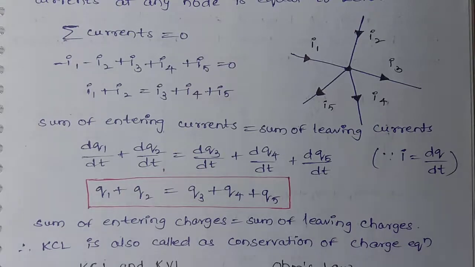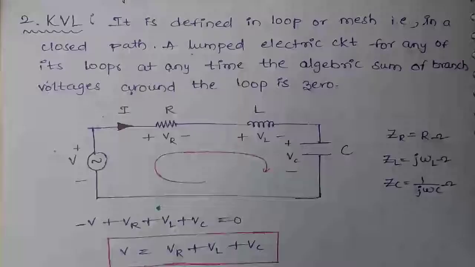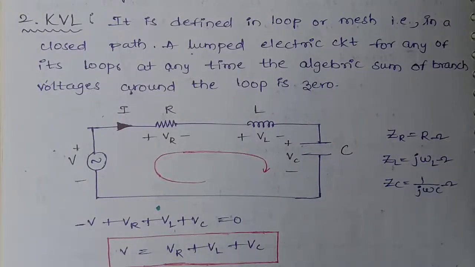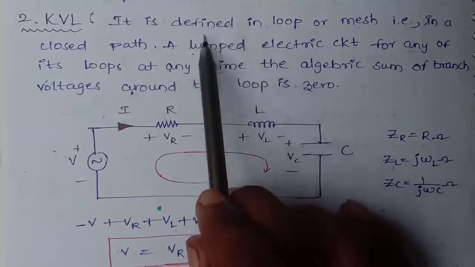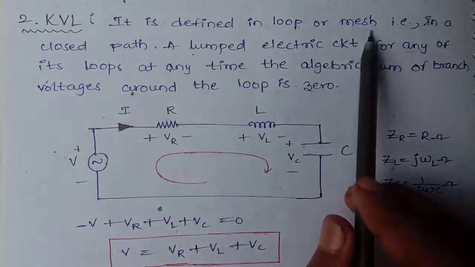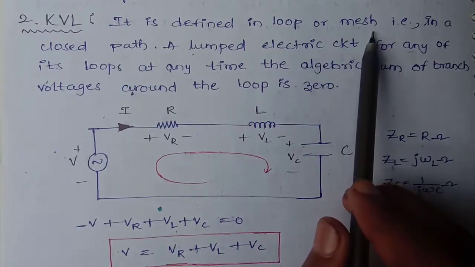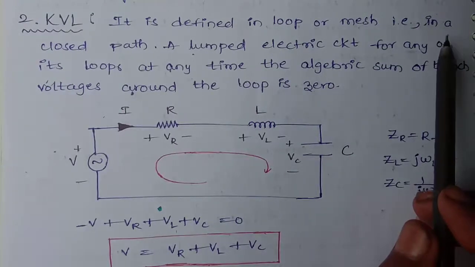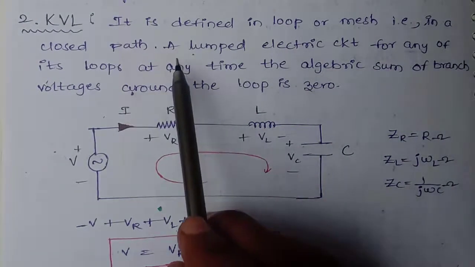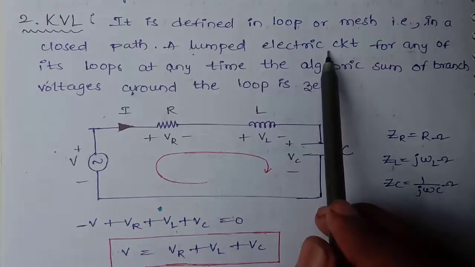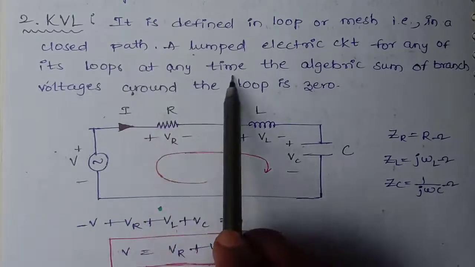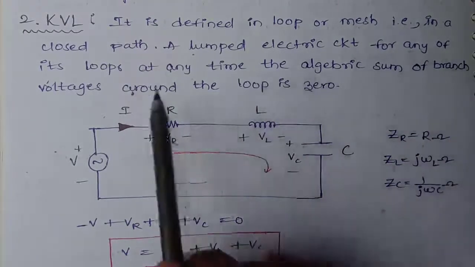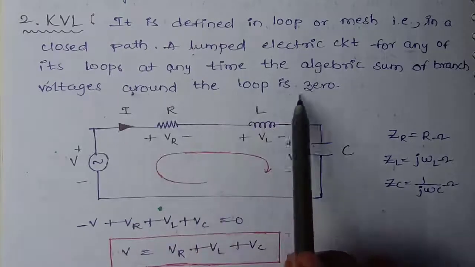Now we will look at the KVL, which is nothing but Kirchhoff voltage law. Note down the definition for KVL. It is defined in a loop or mesh. That means it is defined in a closed path, a lumped electric circuit, for any of its loops at any time. The algebraic sum of branch voltages around the loop is equal to 0.